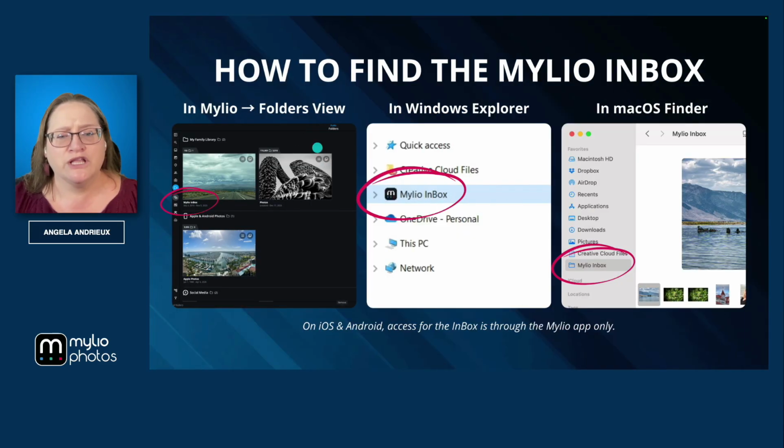Now, when you're looking out in your file system, if you are on Windows, you're going to find that in Windows Explorer under your favorites. And if you're on a Mac, that's going to be here under your favorites in macOS Finder.